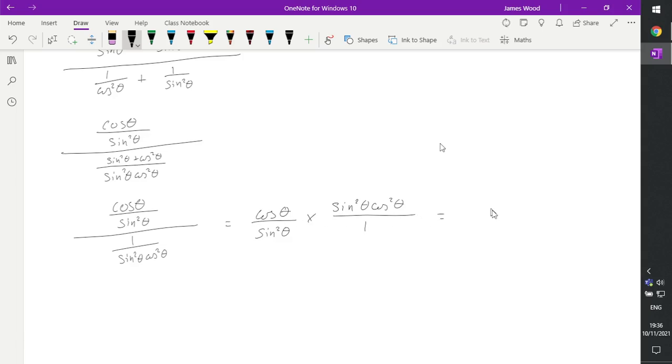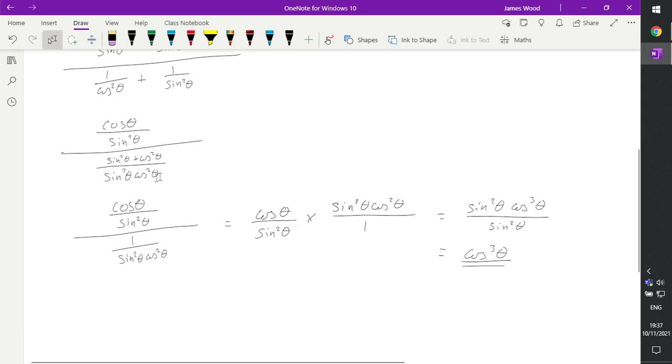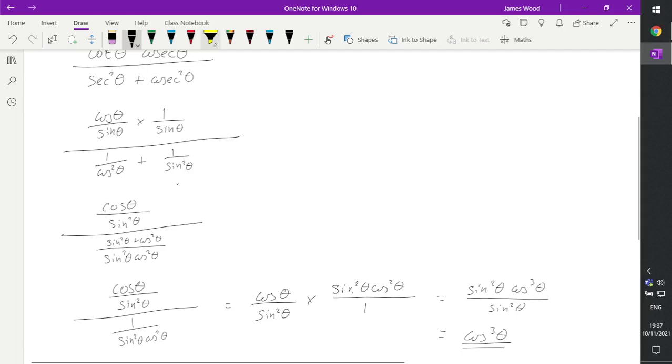And now if I multiply these fractions here, I will end up with sine squared theta cos cubed theta over sine squared theta, which then gives me my desired answer of cos cubed theta. Okay, so slightly more complicated than the ones we've done before, just because you've got more functions to think about, but putting them all in terms of sine and cos is probably a pretty good approach to help you sort it out. And make sure that you're comfortable with things like this for adding fractions.